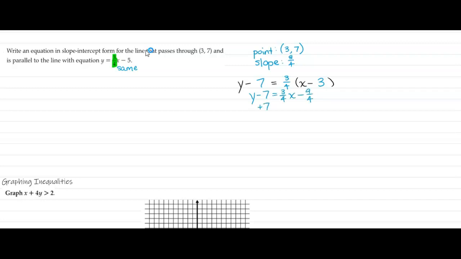And we'll add 7 to both sides. But again, so I don't have to use my calculator, I'm going to call that 7 and 2/4, which is 28 over 4, because that's the same thing. Y equals 3/4 x. Let's see, if we take away, that would be 19/4. All right, that's our answer.